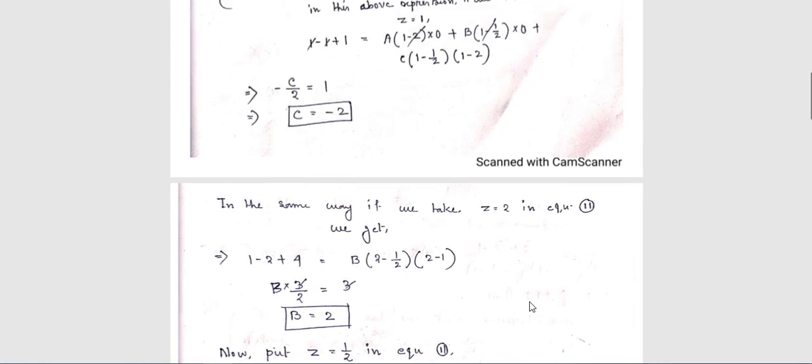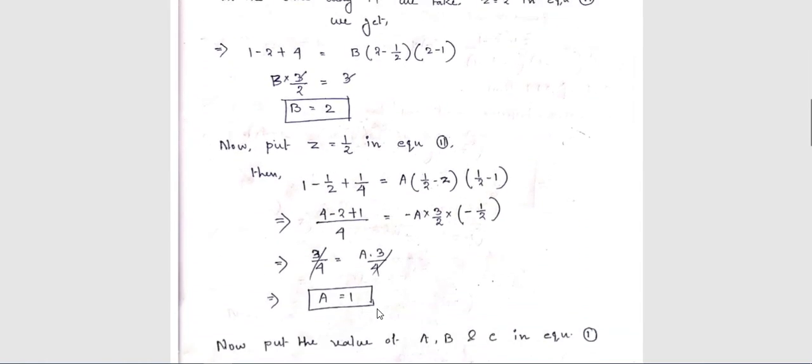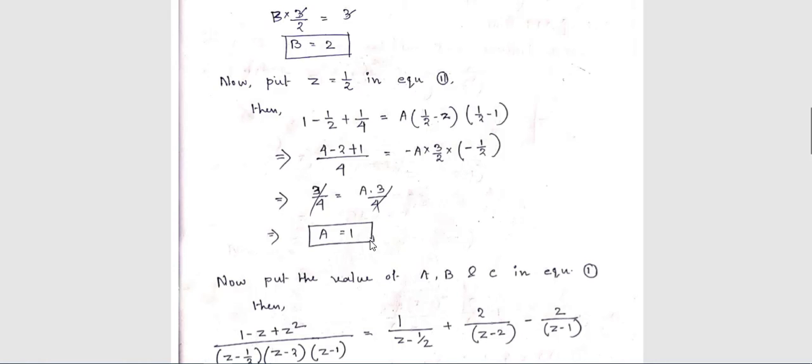Same process. Next choose z is equal to half. If you choose z is equal to half, that means B will be nullified and C will be nullified. What will be left? A. That means by this you can easily calculate the value of A. So calculating this, you can say A is equal to 1. So this is all about the partial fraction method.